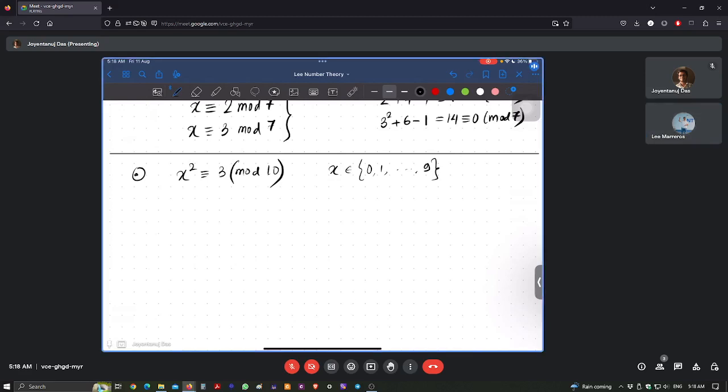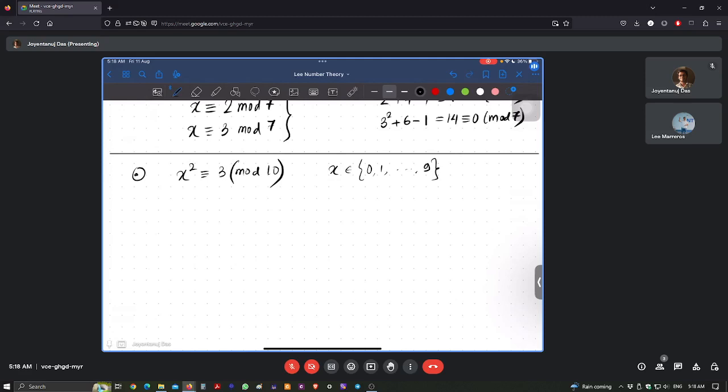What about 4? If I put x equals 4, 4 square is 16. But 16 mod 10 is 6, so that will not work because we want 3. 5 square is 25, 15. 6 is 36, 26. None of them will work. 7 square is 49.